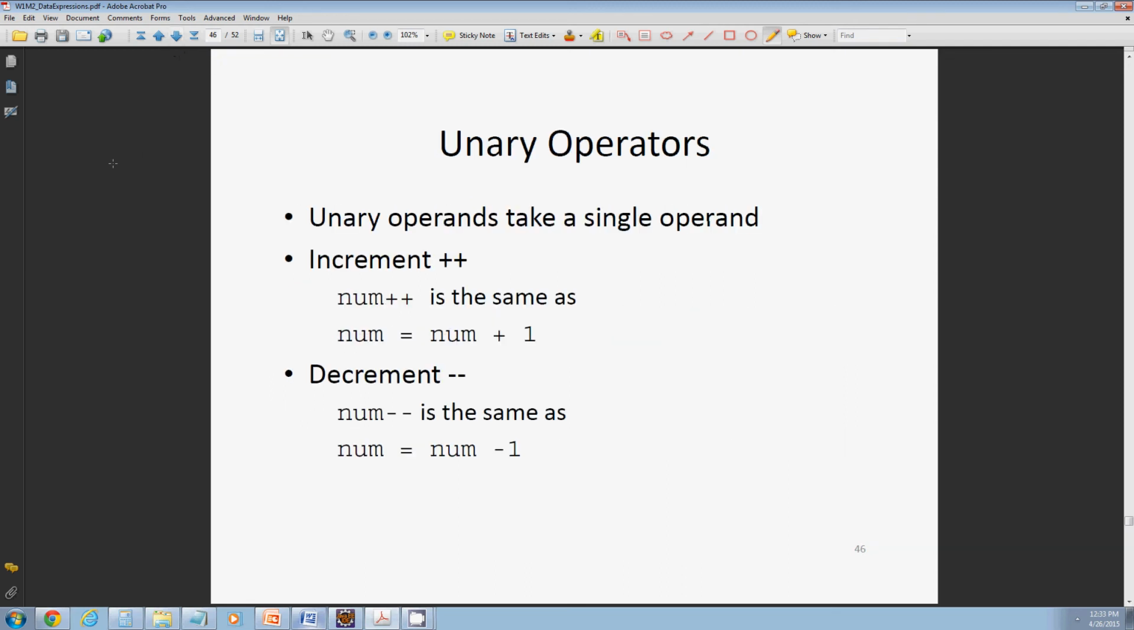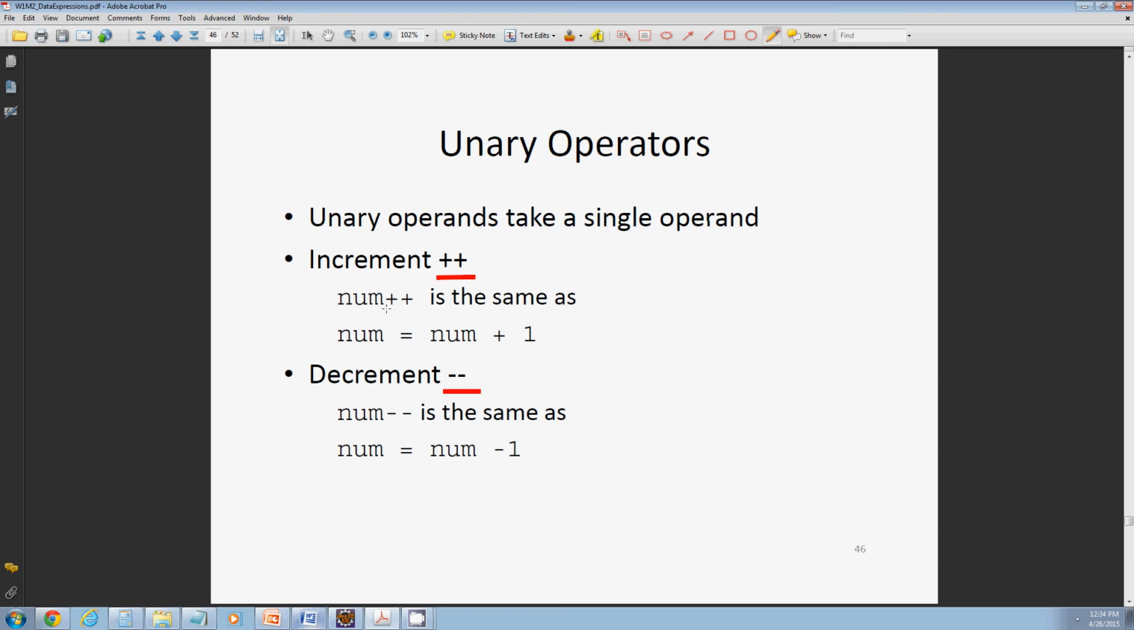Now, in addition to the operators we've already looked at, we have a couple more. The operators that we looked at previously are binary operators, meaning they take two operands, a plus b or c divided by d. A unary operator is an operator that only takes one operand. That means you only have one variable that it's associated with. Now, the two most commonly used unary operators in Java are the increment and decrement operators. Increment is plus plus, and decrement is minus minus.